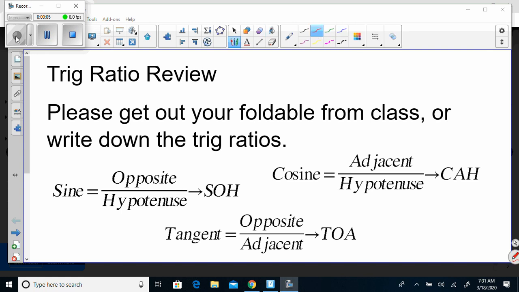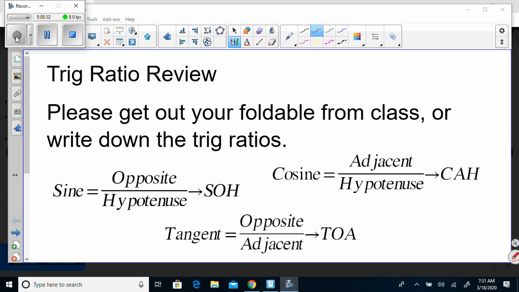So you should have your trig ratio foldable that's in your notebook. So get that out, and for those of you who weren't here, this is a quick review. So remember, the whole purpose of trig and using trig is we're going to be finding side lengths. But here for the first little while, all we've been doing is setting up the ratio. Beginning tomorrow, we will use that ratio to find the missing side length.